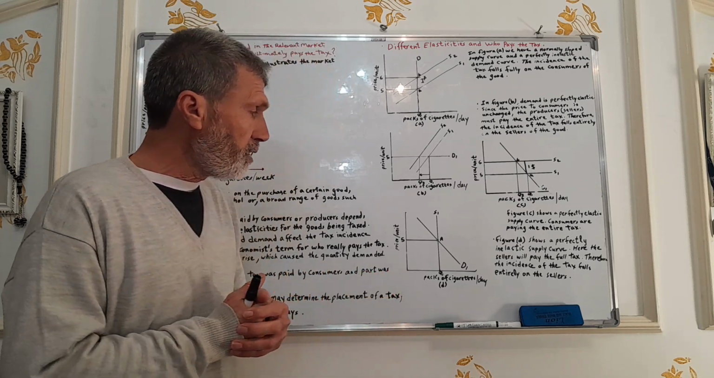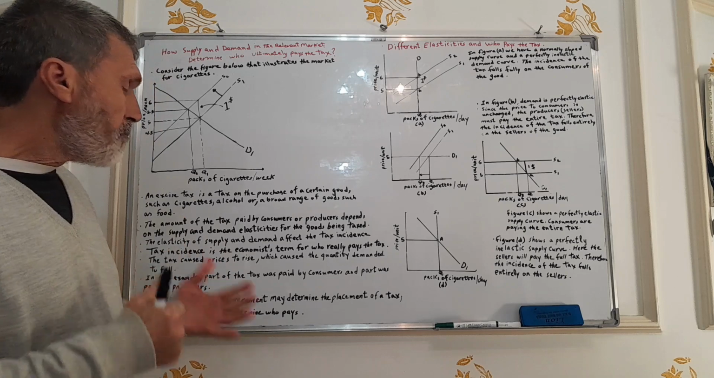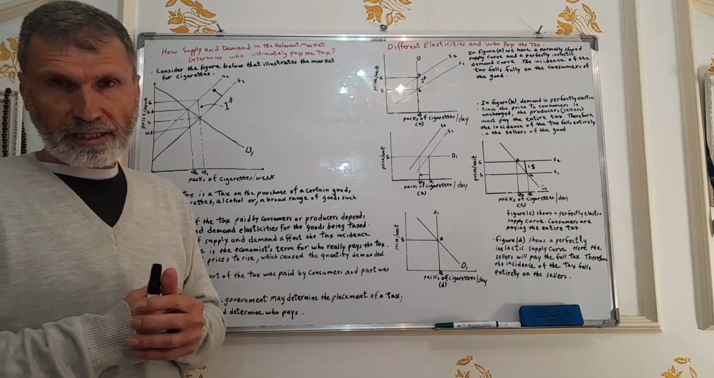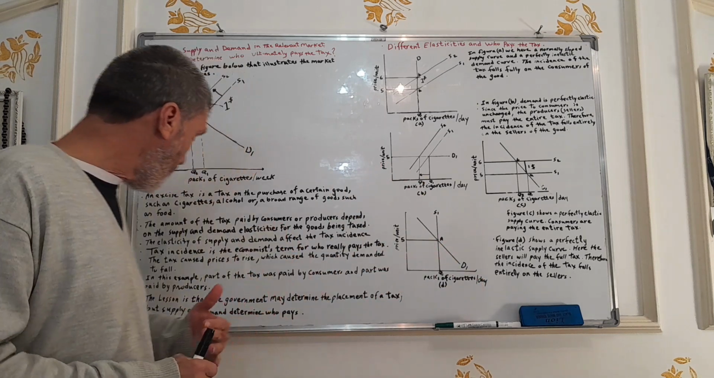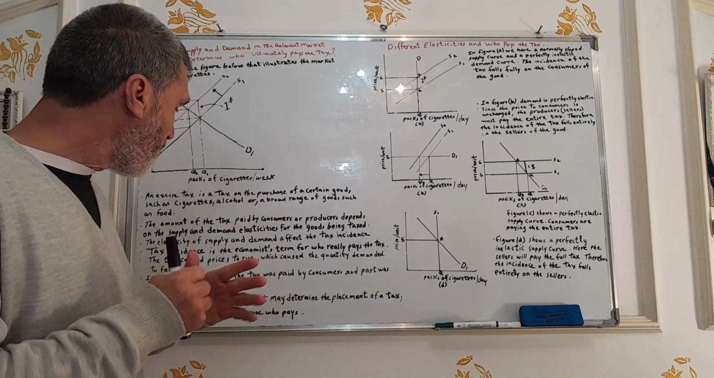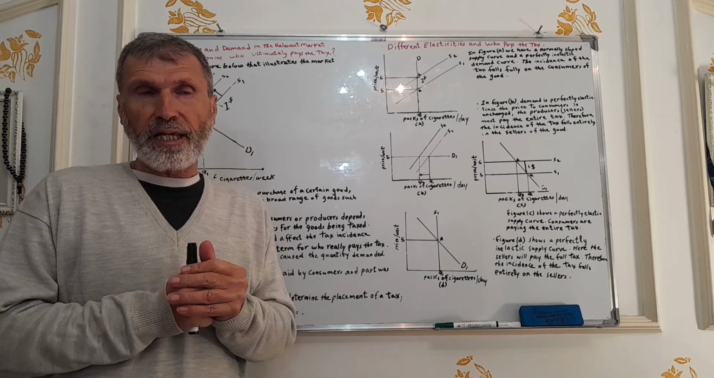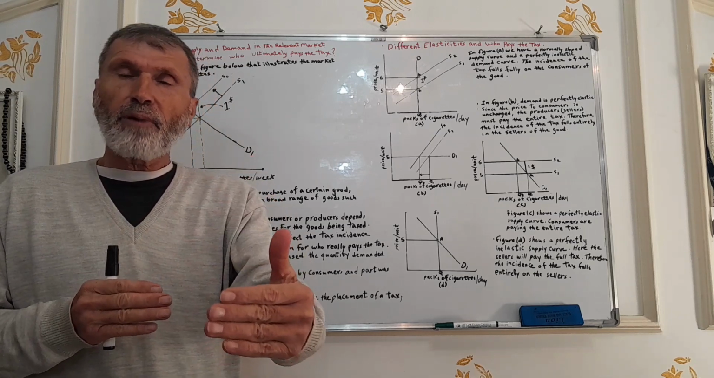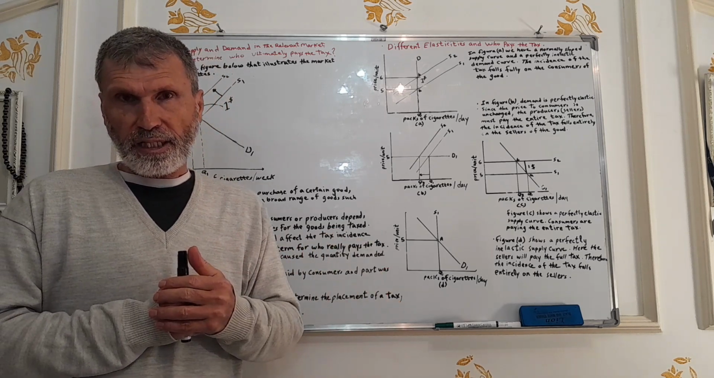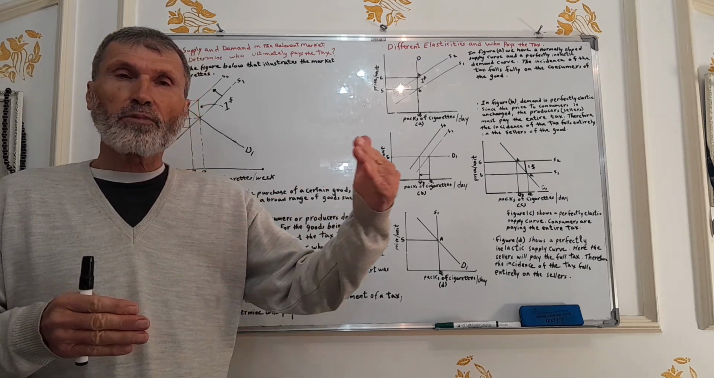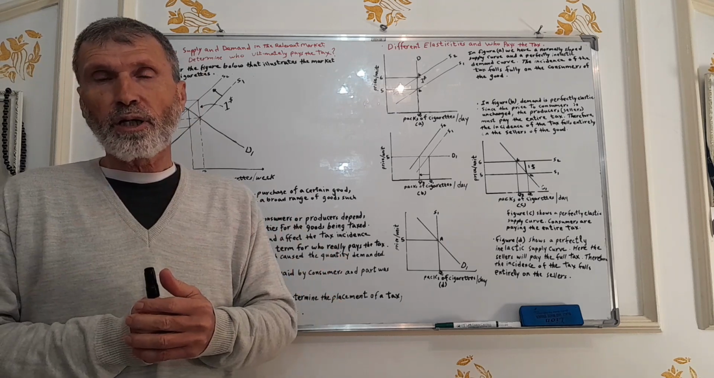So what I'm trying to say here is that the lesson is that the government may determine the placement of a tax. In other words, the government can say place a tax on consumers or producers. However, supply and demand will eventually determine who pays the tax. Okay? Who pays the tax? The placement of a tax by the government does not guarantee the payment of the tax. The government could place the tax on producers, but that doesn't mean that producers will eventually pay the tax.